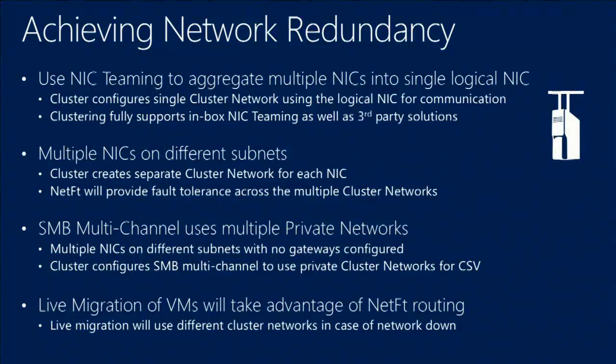So I talked about NIC teaming in general, but SMB multi-channel has the awareness of the different cluster networks that are configured on a node. SMB multi-channel knows that it's running on a clustered node, and it has a set of private networks, and it uses those private networks to actually stream the CSV IO traffic. So cluster configures SMB multi-channel, and SMB multi-channel uses the private networks that cluster has recognized for sending the traffic.